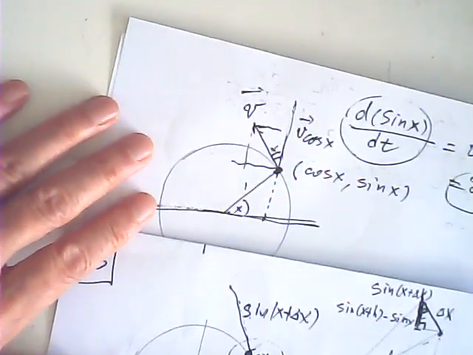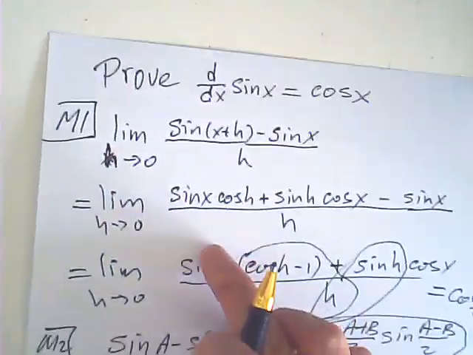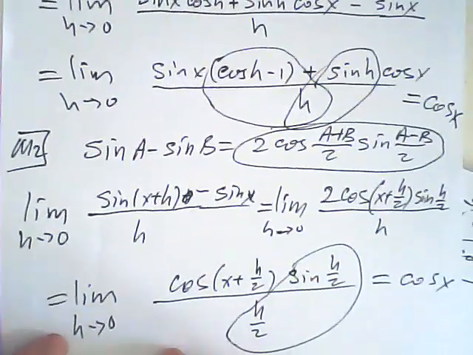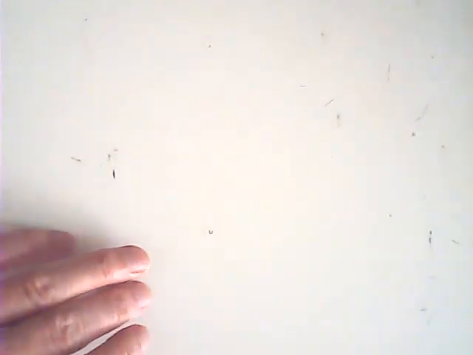Now, how many methods now? 1, 2, 3. Now method 4? I'm confused. This is method 3. This is method 1, this is method 2, method 3, method 4. Yeah. Okay, method 5.